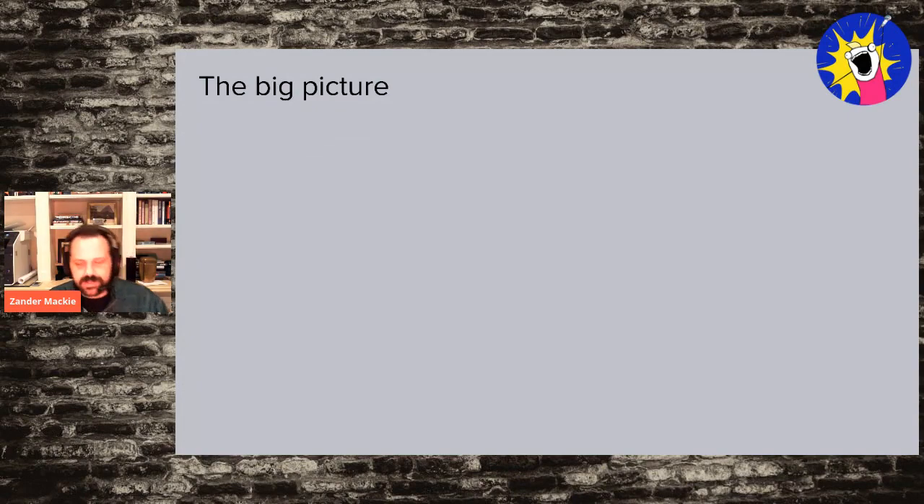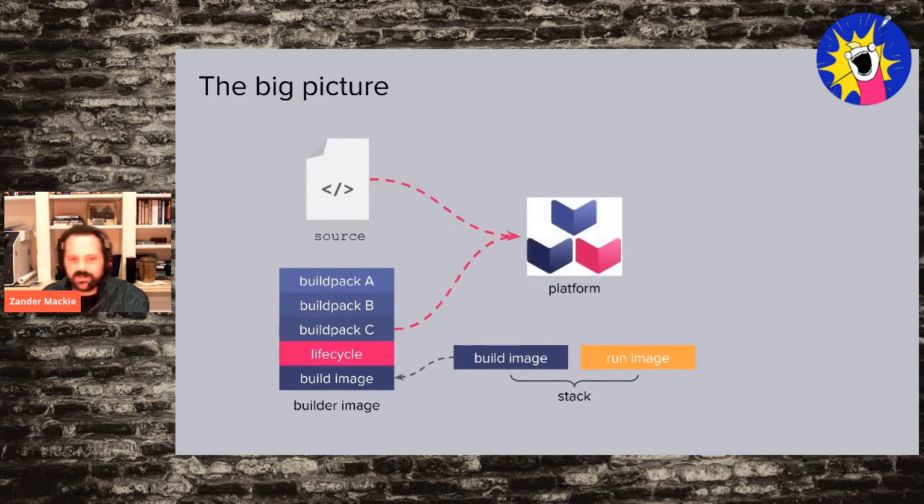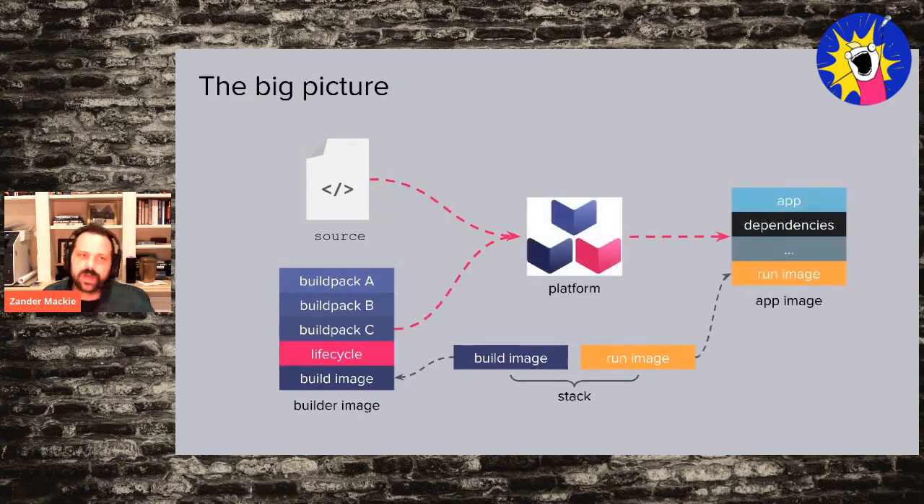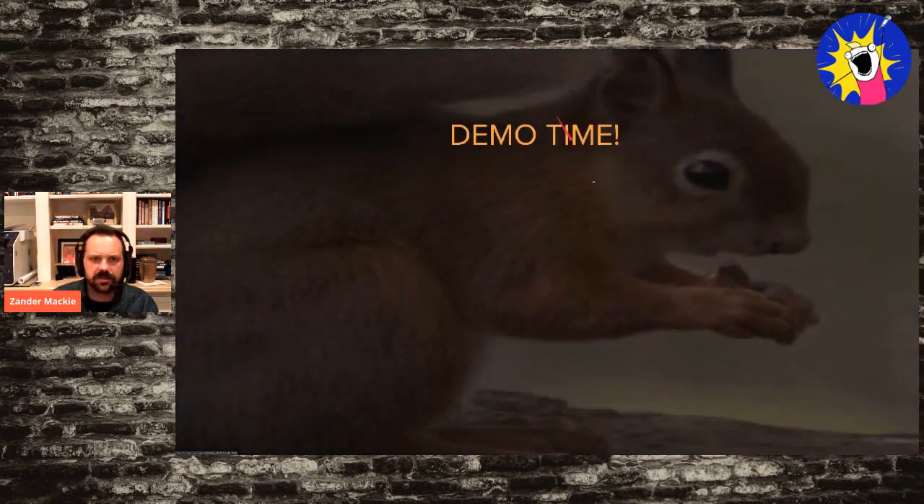The big picture of what I'm going to show you with how Cloud Native Buildpacks work is depicted here. Your source code up on the left is combined with Buildpacks by a platform, and then it runs and it turns into an application container image. This won't necessarily make sense right now, but I'm going to show you some demonstrations, and hopefully we'll dig into the details a little more. Okay, quick demo.